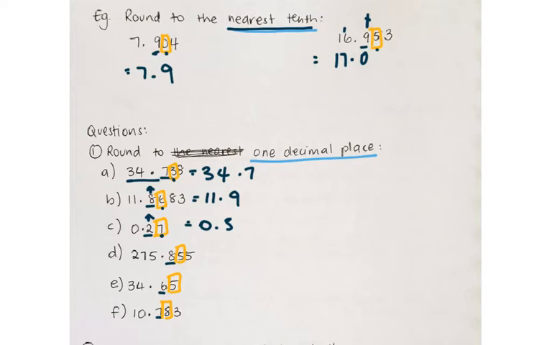Next one is 275.855. The 5 is 5 or more. I'm going to raise the score, so it's 275.9. Next question is 34.65. I'm going to look to the 5 because remember it's one decimal place. I want to round it to the 6 here, but I'm going to look to the number after it. So 5 or more, raise the score, so 34.7. Next one's 10.783. So 8 here is 5 or more, so I'm going to raise the score, so it's 10.8.